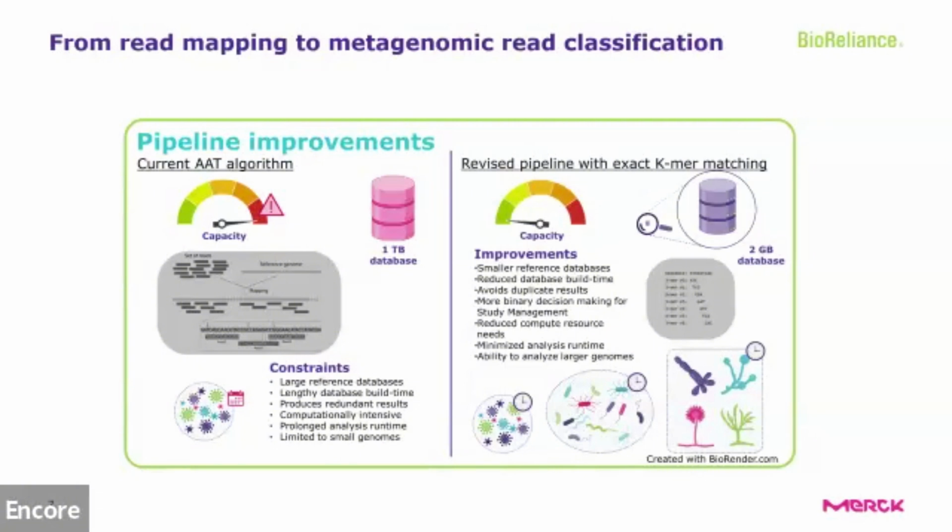So the revised pipeline that uses K-mer under the hood, as you see, the capacity is now in the green. We use a smaller database because we only store diagnostic sequences for each of these viruses. And so that really reduces the database, but also the time to build these databases and to screen against these databases. We don't have duplicate results, so it's just one line per taxon. It's more binary decision-making for study management, and we're able to also analyze bacteria and fungal data sets.